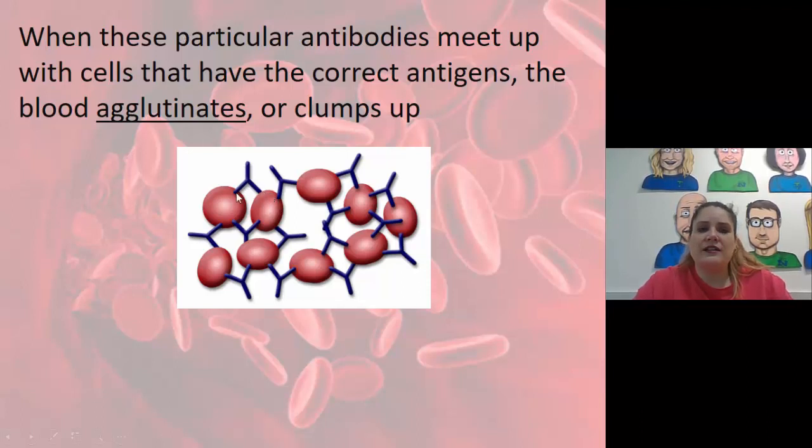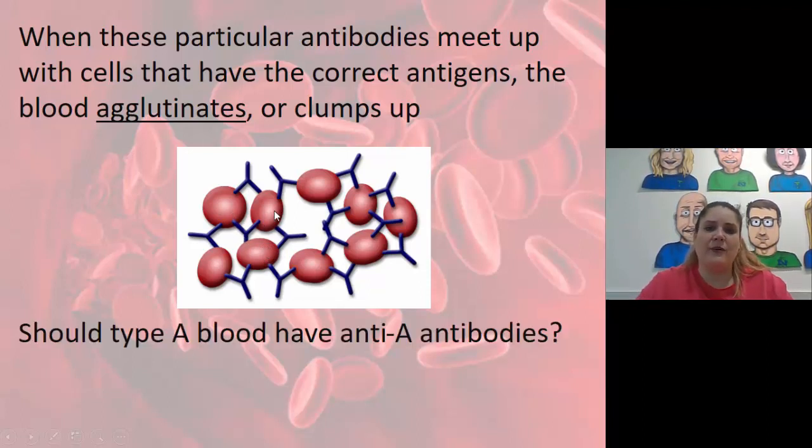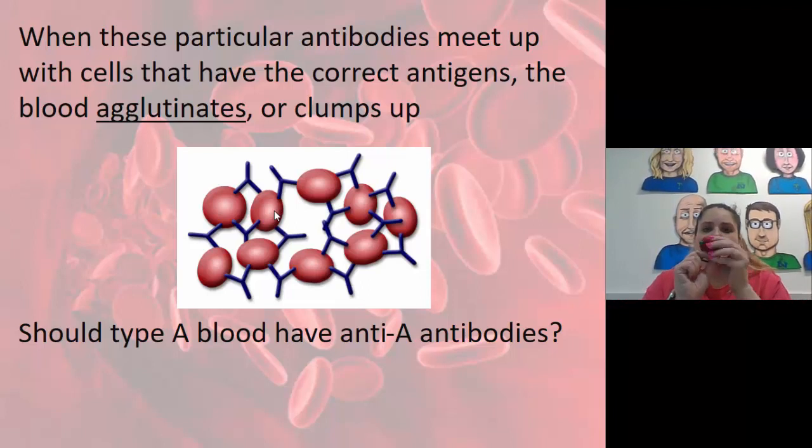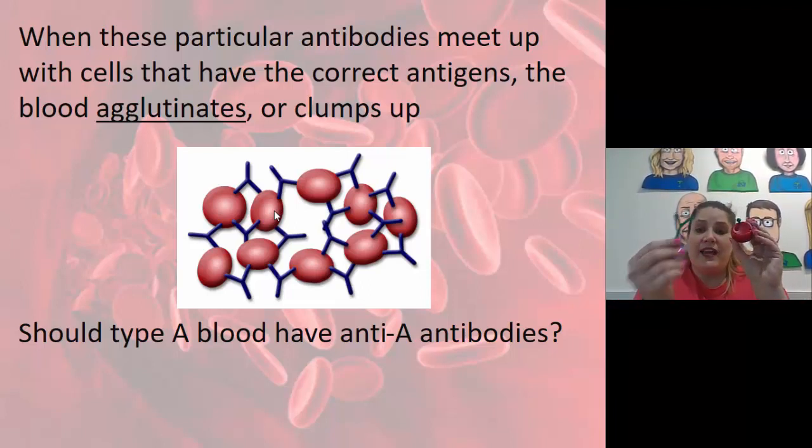So you can see here, this antibody has grabbed onto this cell, and it's holding them together. And at the same time, this antibody has grabbed onto this cell, and is holding them together. This antibody is holding onto this cell, and is holding them together. This one is sort of bridging the gap between these cells. So you have this whole clumped up thing going on. So do we want to have type A blood having anti-A antibodies in it?